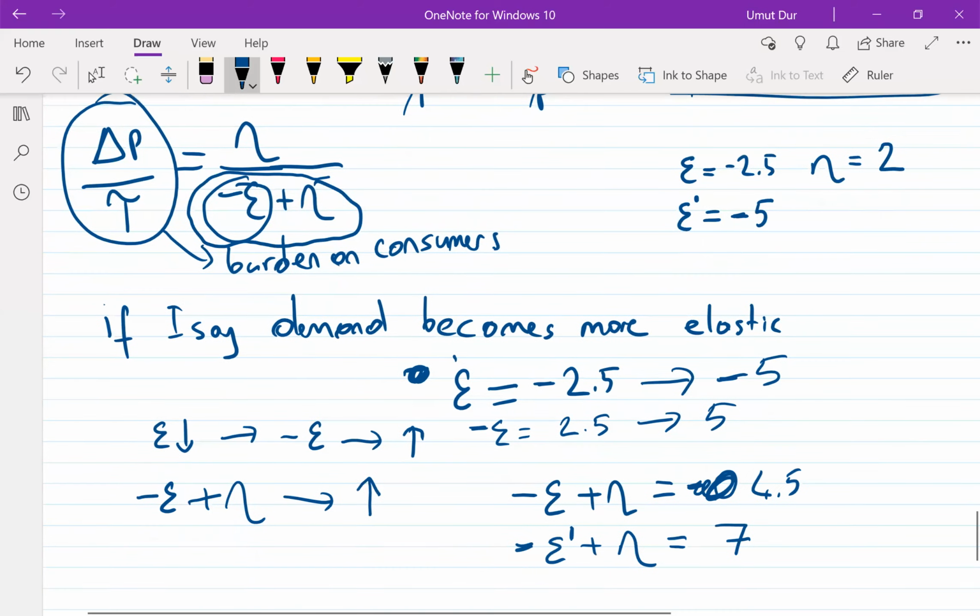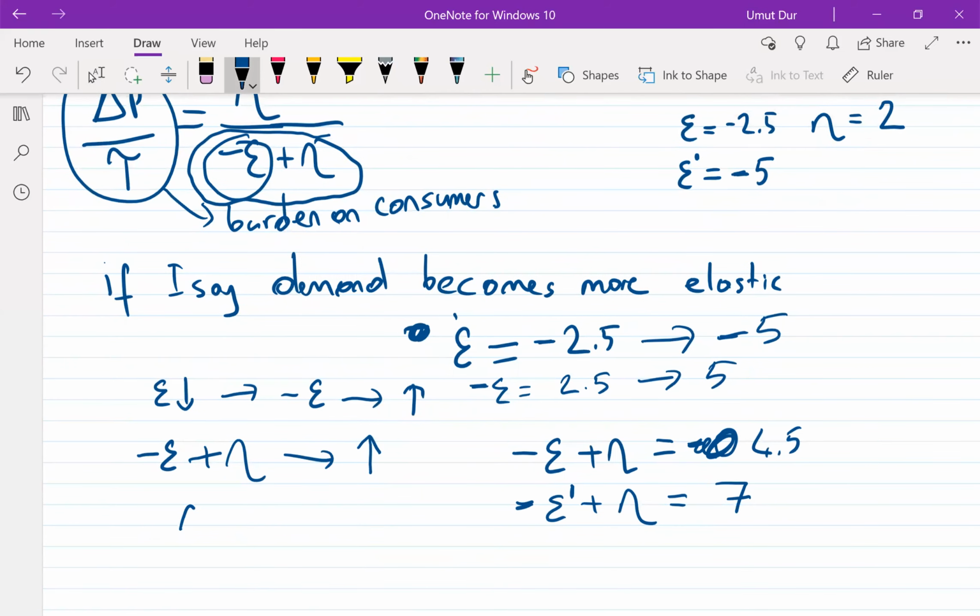Then what happens to the whole fraction? Eta over minus epsilon plus eta. Initially it was 2 over 4.5. Now it is 2 over 7. So which fraction is greater?